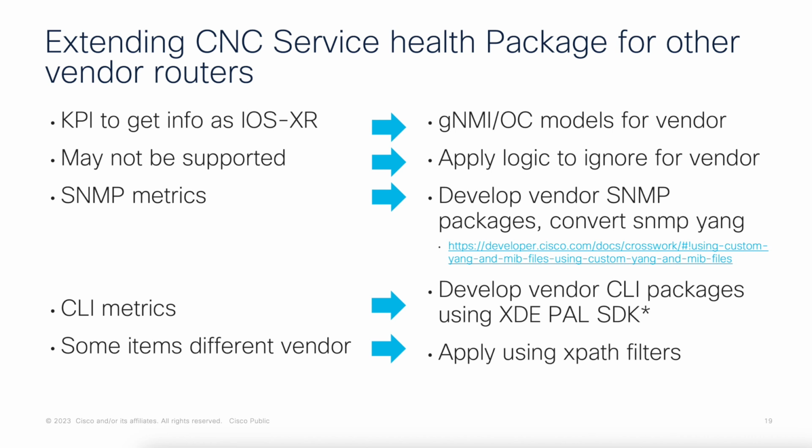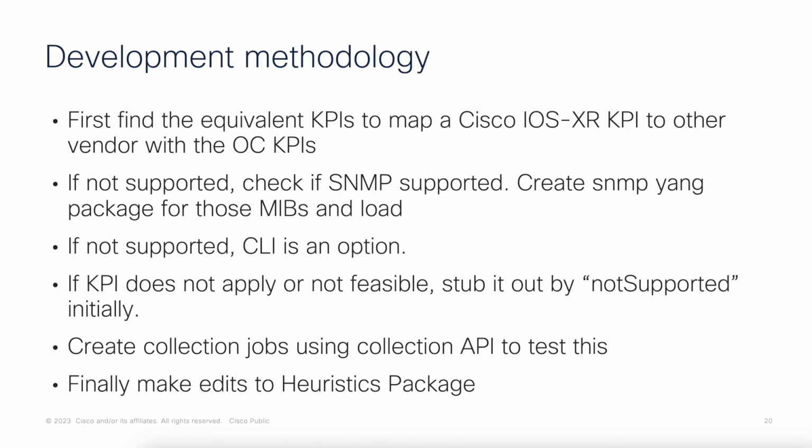the config DB in XML, and we do XPath queries, and there are some knobs that you can use to filter out certain things. And then what you do is that you first find the equivalent KPIs, right? If you're lucky, you will get an OpenConfig KPI on the other vendor, and then it's relatively easier. If that's not supported, then you have to find an SNMP MIB. Hopefully that is either a standard MIB or an enterprise MIB, and you run through the conversion method to create the device SNMP packages and load it on CNC.